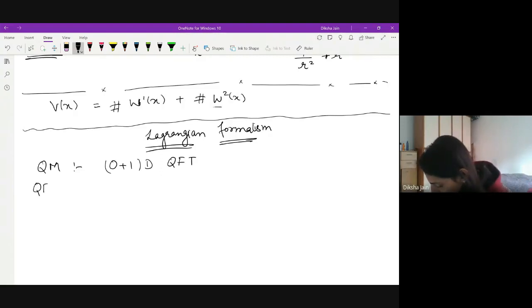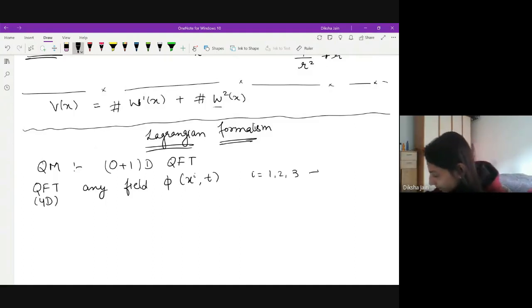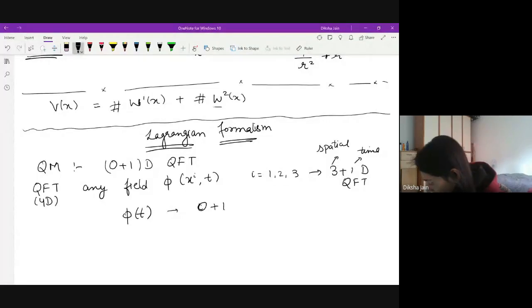In quantum field theory, any field phi is a function of space-time coordinates x^i and time t, where i runs from 1 to 3 in 4D. So this system has three spatial dimensions plus 1 time, and I call it a 3 plus 1D QFT. Now if my fields phi depended just on time, then there is no i, there is just t, so it is just 0 plus 1 dimensional QFT. There is 0 spatial dimension and there is 1 time.